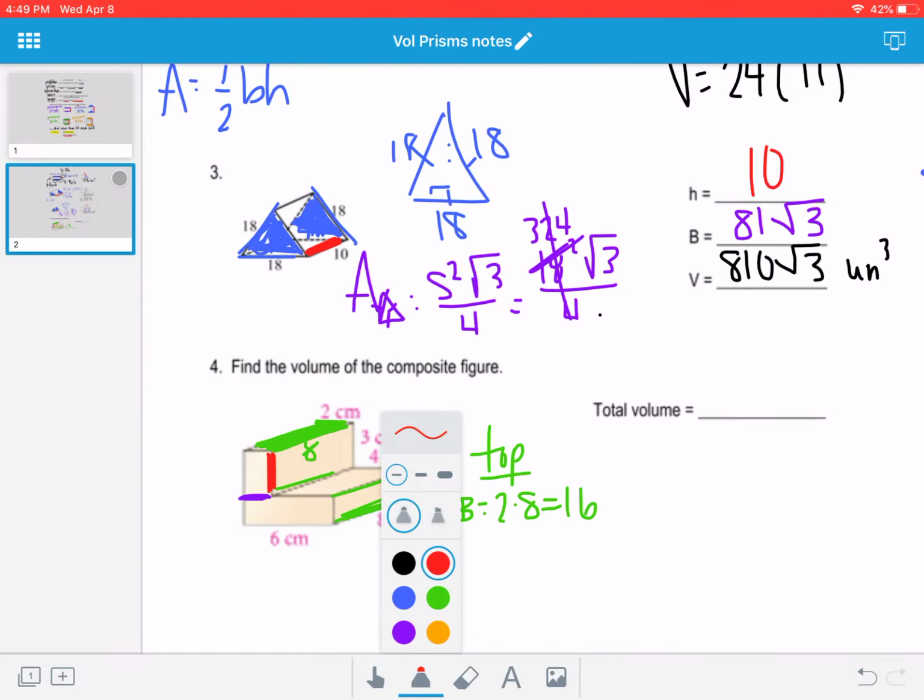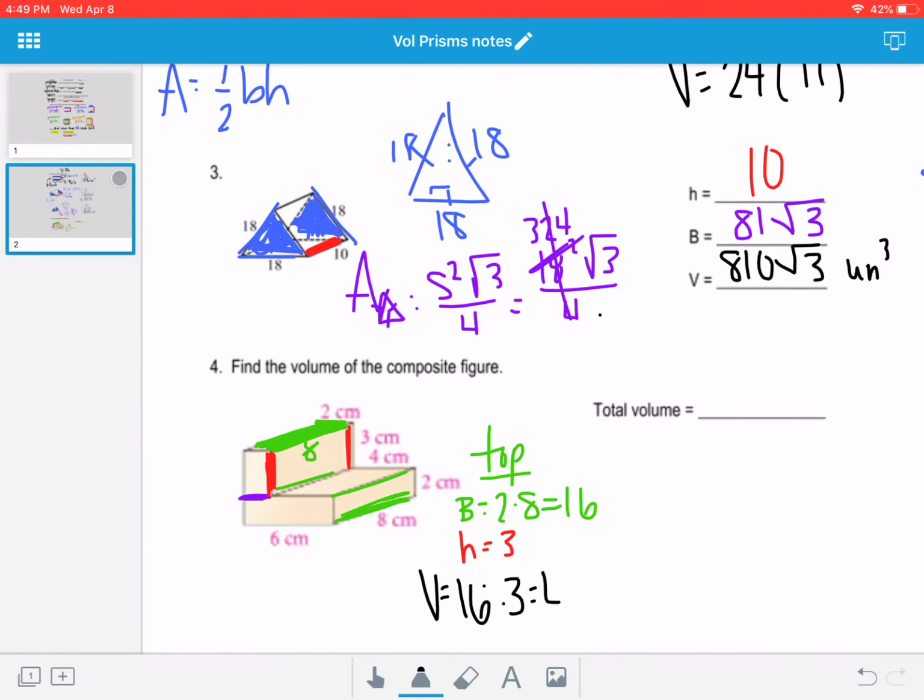The height of that prism that I made is this red segment, which is 3. So then the volume of the top prism, volume equals big B times height, would be 48. That's just the top prism. Now I have to find the volume of the bottom prism. We'll work in blue here. I'm going to use the front of this as the base, just because my shading's getting crazy. This blue rectangle is going to be the base of my bottom prism.